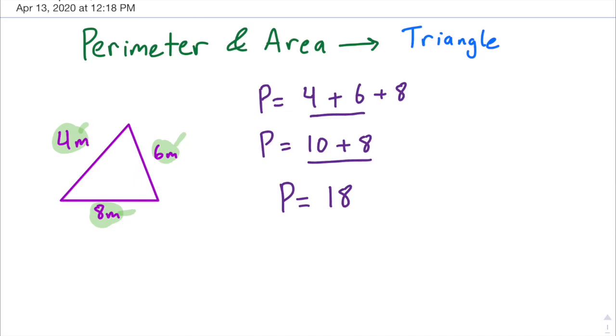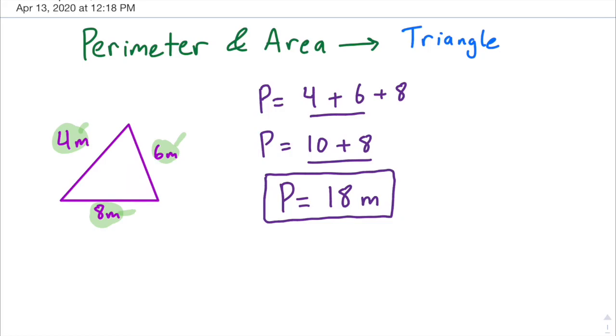Now, like I've said before, this is our answer, but we also need to include the units. In this case, it's m, which is meters. So we just include m for meters, and our answer ends up being perimeter is 18 meters. That's it. Perimeter, you just add up all the sides.